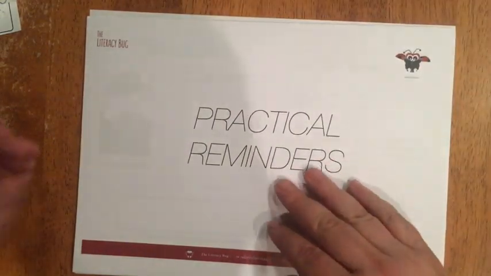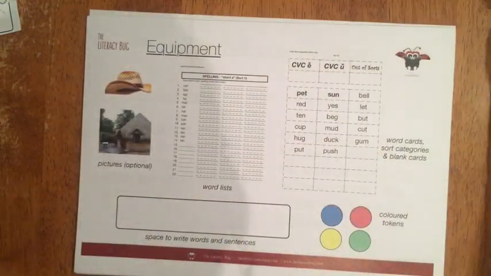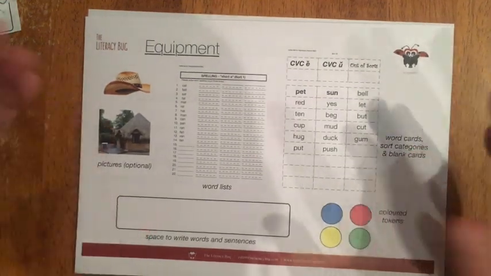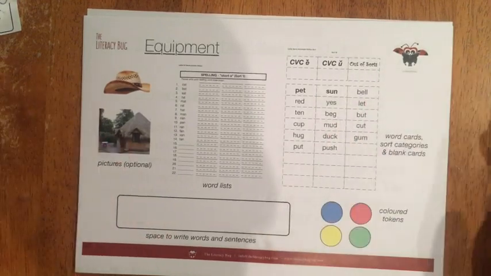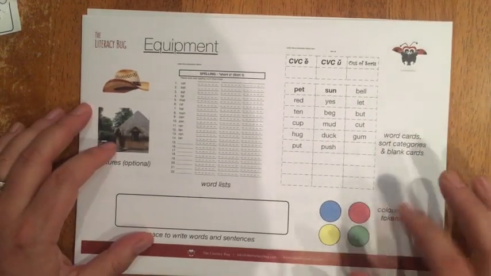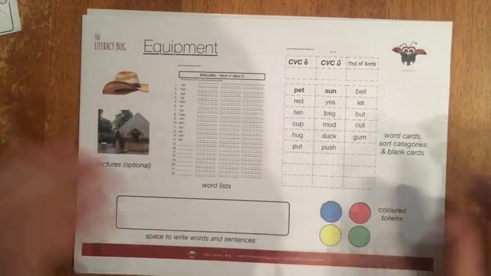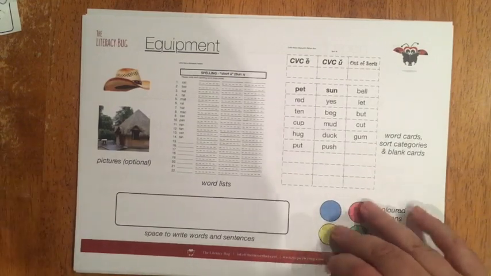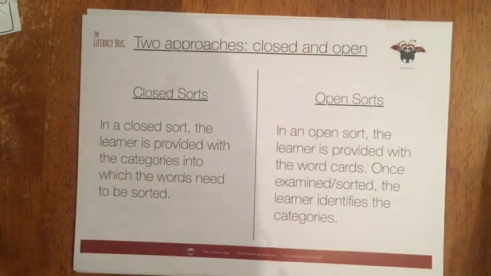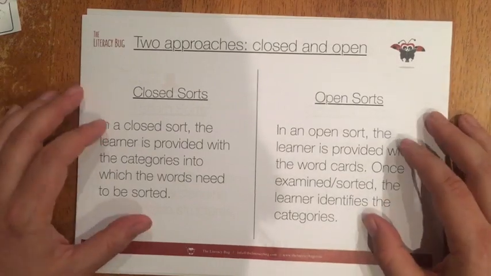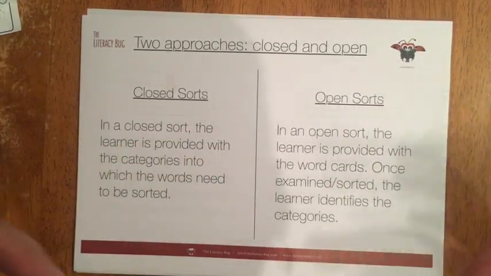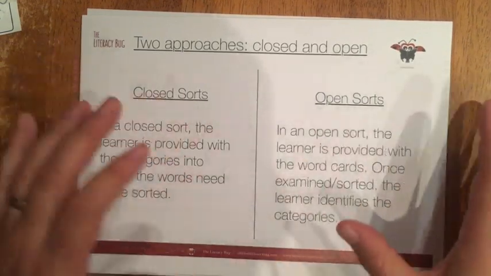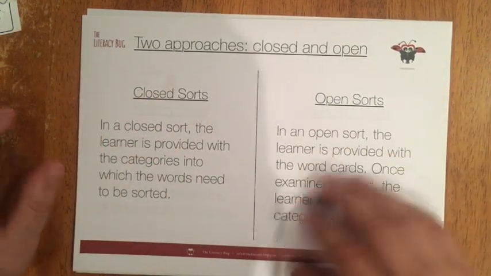So a few practical reminders. Equipment, not much equipment. I've given you many of the equipment necessary. Your word sort sheets. For your extension, having your colored tokens to highlight different meanings, be able to write the sentences, but not lots of equipment. As I said before, there's two approaches: closed sorts, in which you give them the categories; open sorts, in which children have to derive the categories or categorize the words based on the patterns that they're seeing.